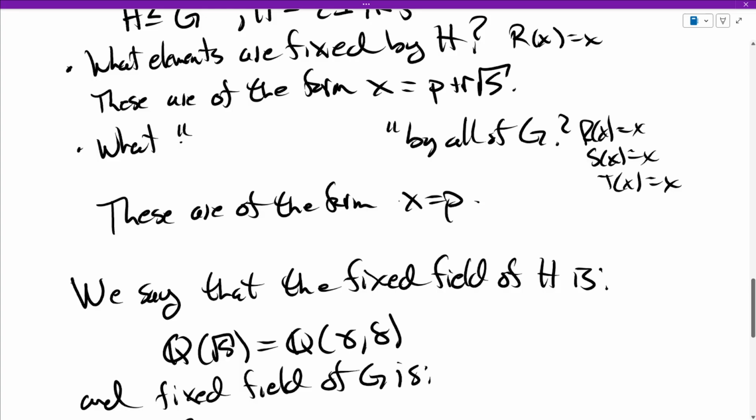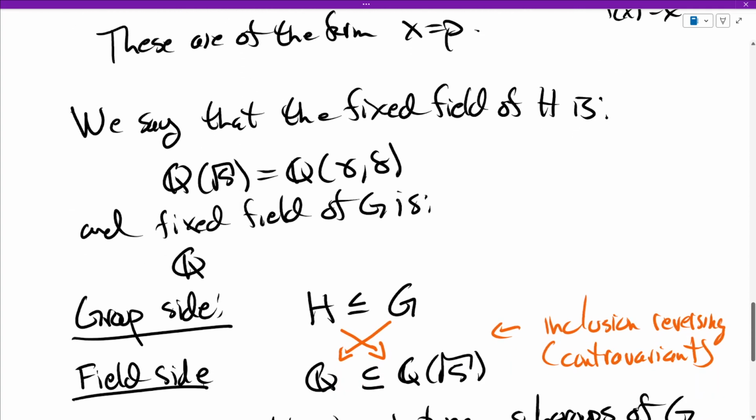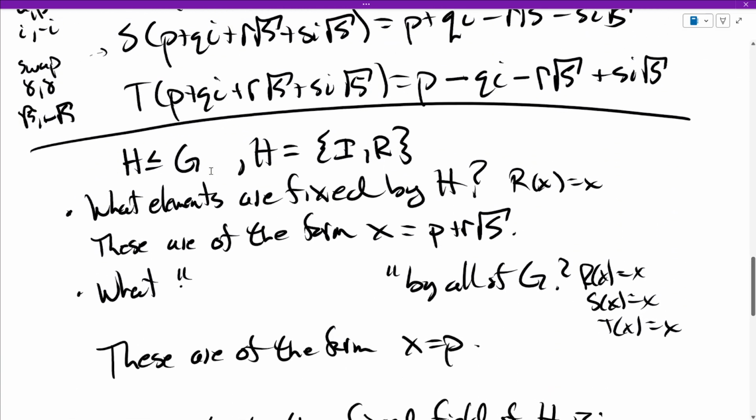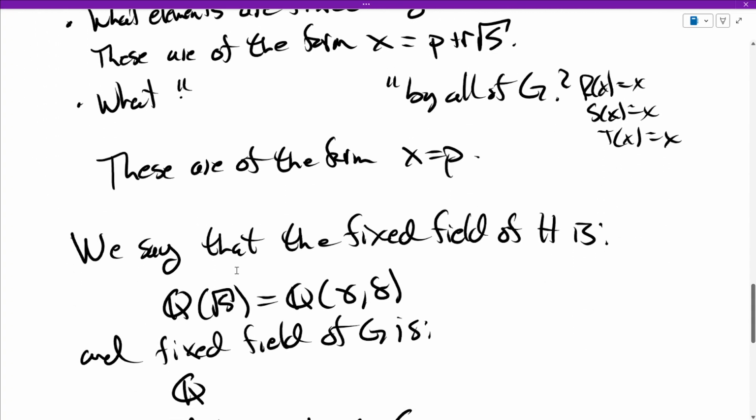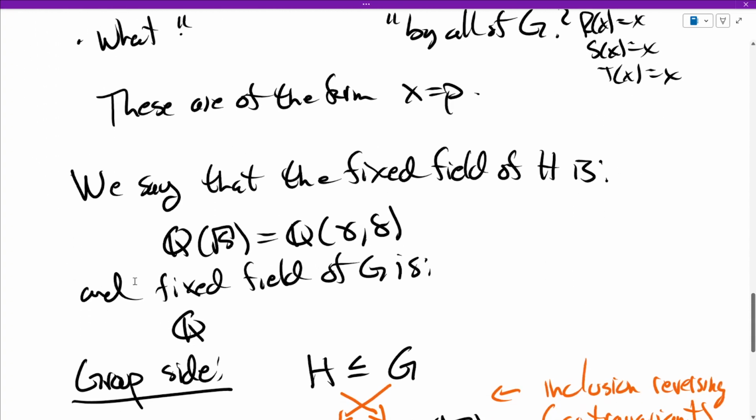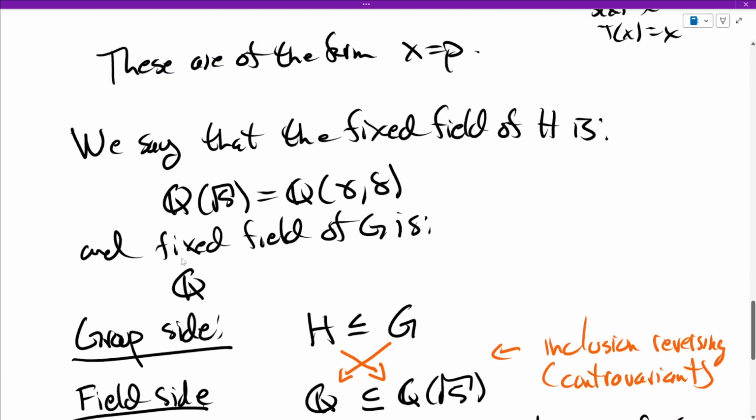All right, we're going to continue to use the Galois group that we found. And I'm going to observe something that we saw. The fixed field of H, which was the subgroup of the Galois group generated by this R, was Q adjoined gamma delta, and the fixed field of G, the whole group itself, was Q.